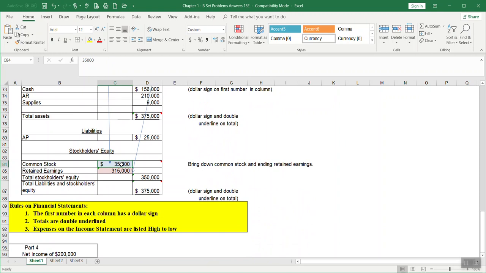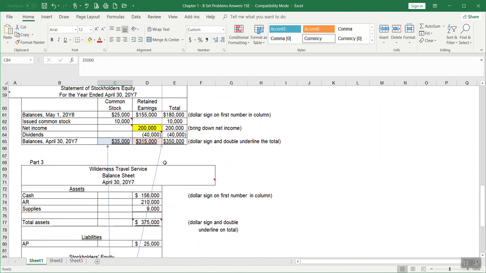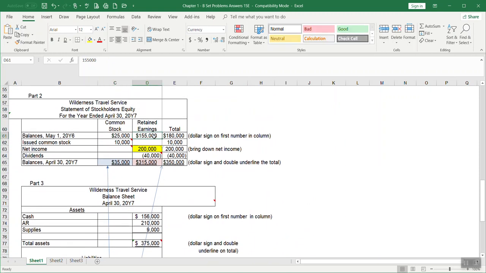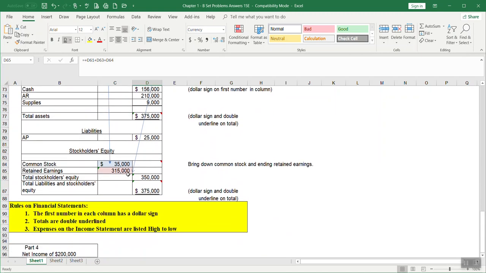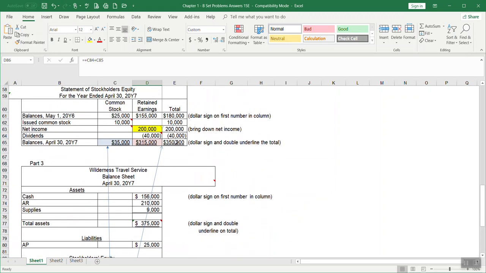So notice I brought down the 35,000. Retained earnings may have started out at 155, but ending retained earnings is 315,000. So notice I brought down 315. So 35 plus 315 is 350,000, which, as a double check, 350,000 was my total stockholders' equity.